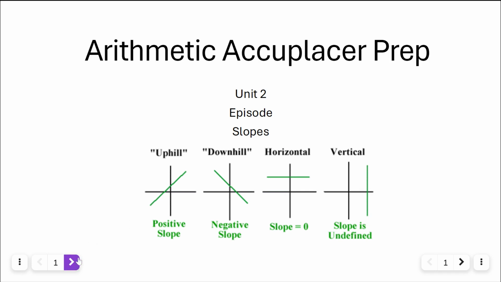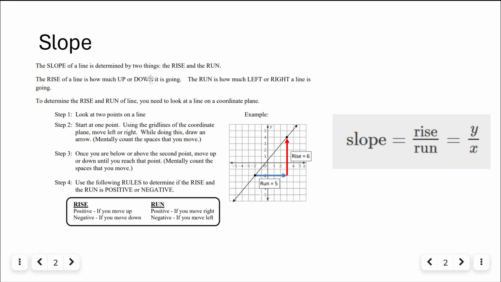All right, so that's an easy way to remember all 4 of those slopes. So let's get started. We'll remember how to do this. So slope of a line is determined by 2 things, the rise and the run. Okay, slope is rise over run, or delta y over delta x. The Greek letter delta means change. So how much does the y change by versus how much does the x change by? That's another way to do it.